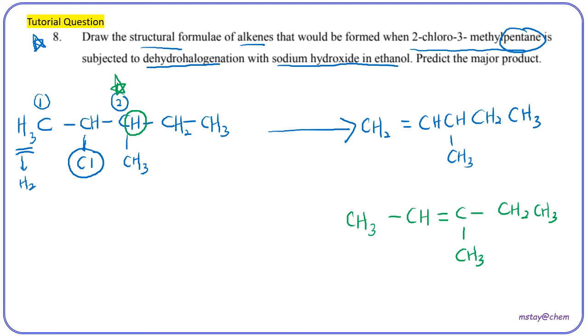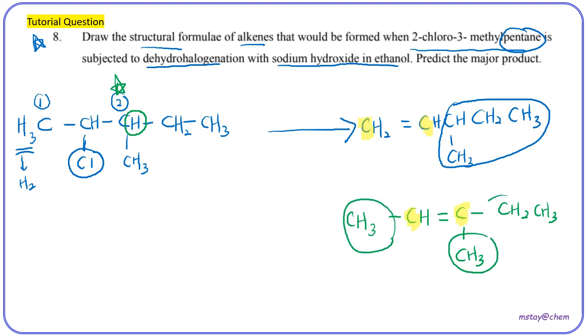Okay, so now we are going to check the number of alkyl groups. This is the carbon that we need to highlight, the carbon with the double bond. For the blue one here, we only have one alkyl group, which is this one, but the size is big. But for the green one here, this is an alkyl group, this is an alkyl group, and this is also an alkyl group.